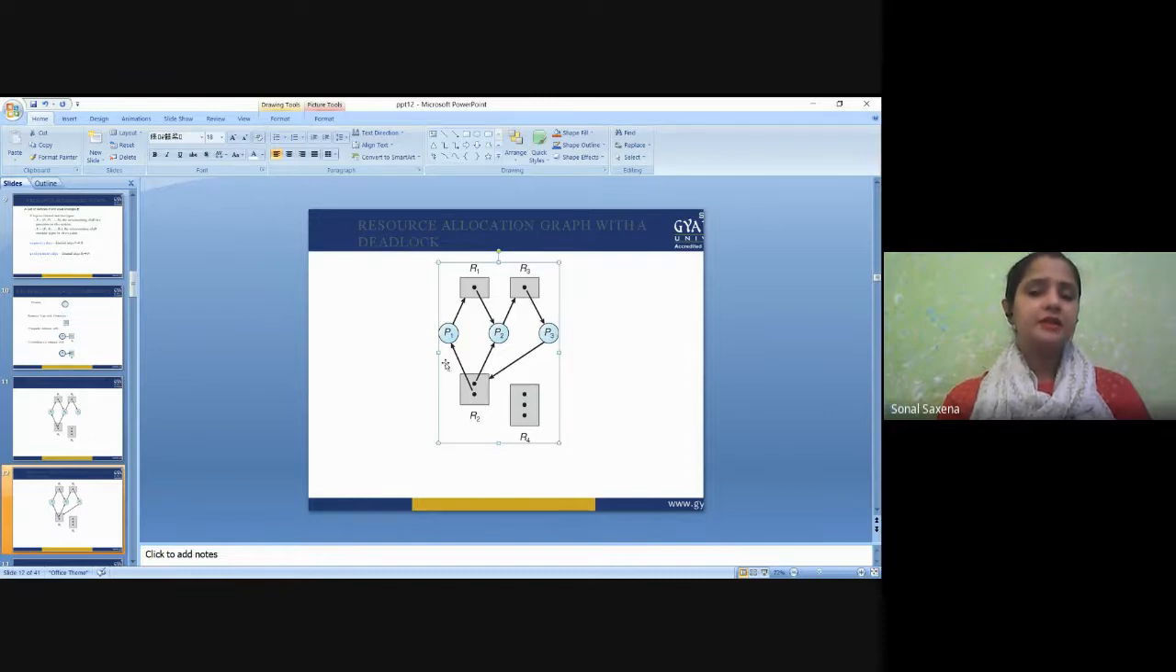There is circular wait, there is no preemption, this is a hold and wait condition, and mutual exclusion holds here. So these conditions encourage and give rise to the deadlock condition. So here you can see this is a deadlock state.